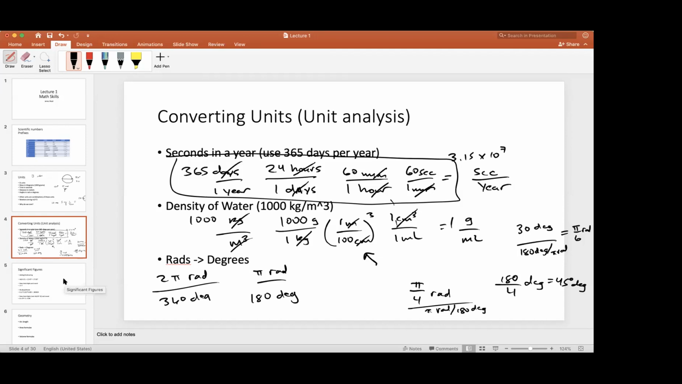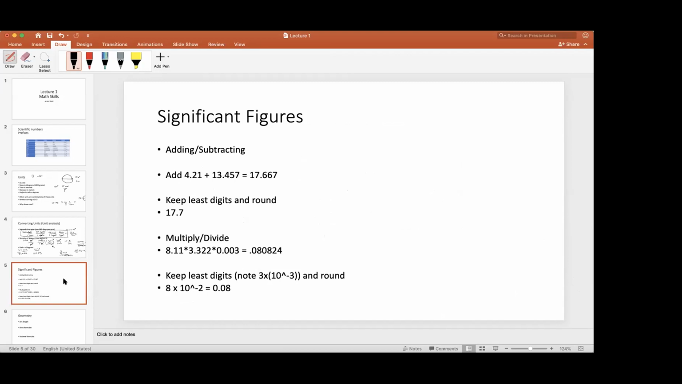Spend time efficiently, okay? I'm assuming everyone understands significant figures. Adding and subtracting them, what it boils down to is you keep the least amount, okay? As you can see here, if we add 4.21, which has 3, to 13.457, which has 5, we get 17.667. We only keep 3. We keep the same as the least, and we round. Okay, so we round it up.